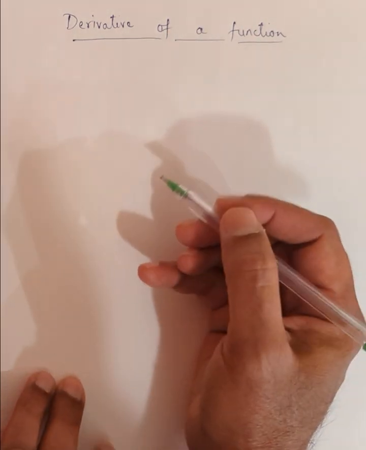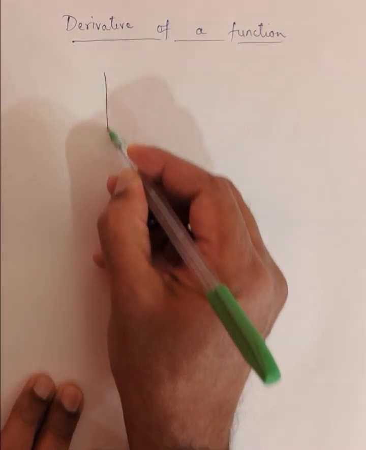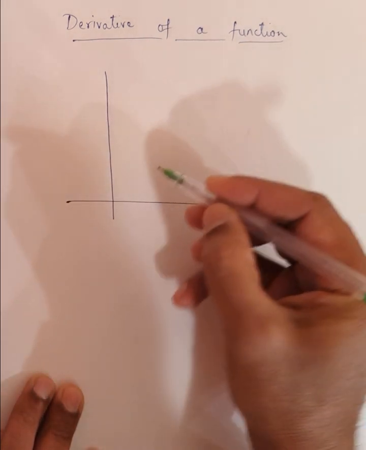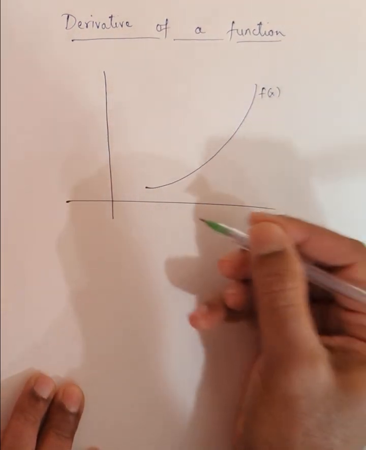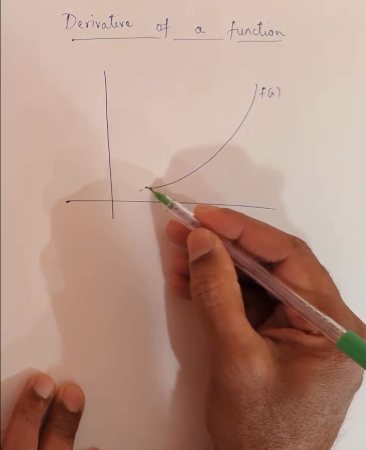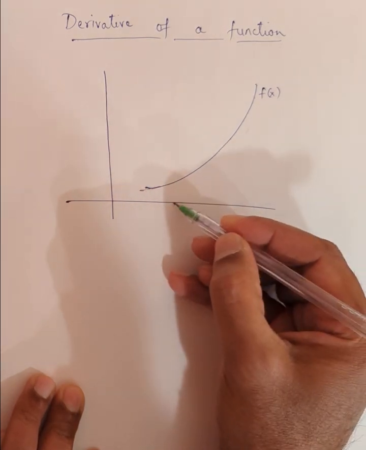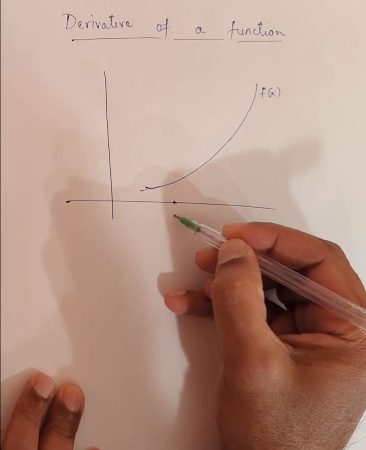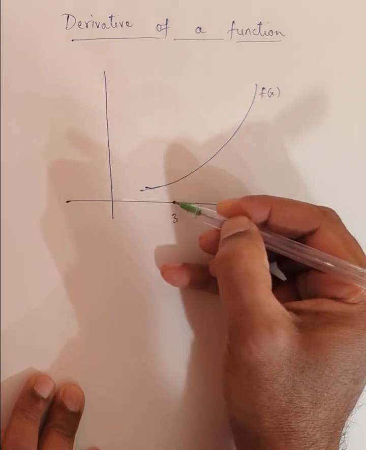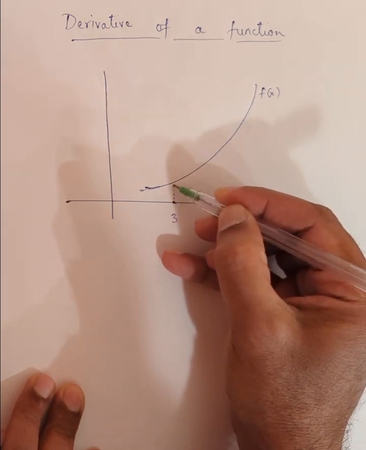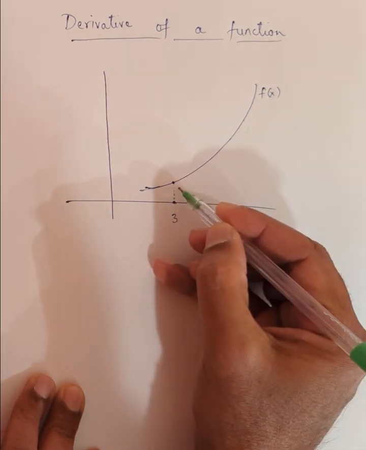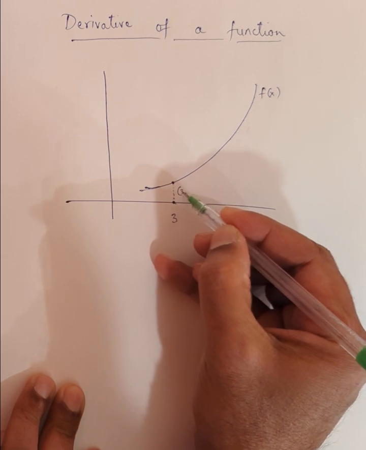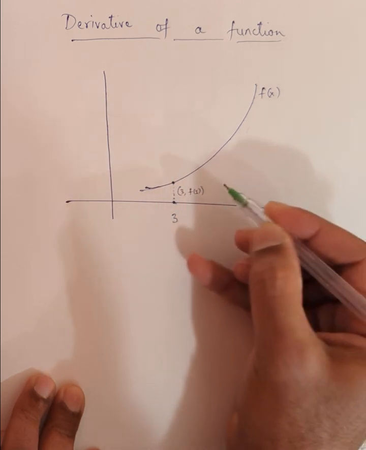Derivative of a function. Consider the graph of a function, say f of x. Pick some point, say 3. Then this height is going to be f of 3. So the coordinates of this point are 3, f of 3.